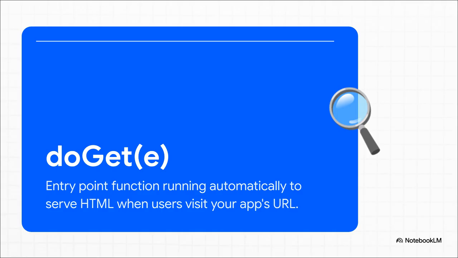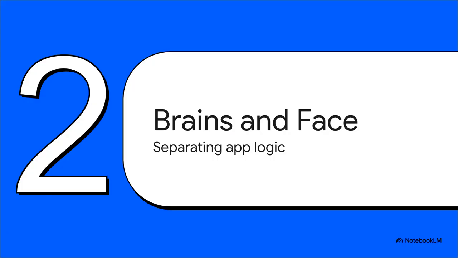Every single AppScript web app starts with doGet. Basically, when you deploy your script as a web app, Google hands you a specific URL. The second someone visits that URL, this function is called automatically. Inside this function, your script actively generates an HTML page and zips it right back to the browser. So from the user's perspective, they're just using a normal web application. But behind the scenes, your script is doing all the heavy lifting. Moving right along to section 2, the brains and the face.